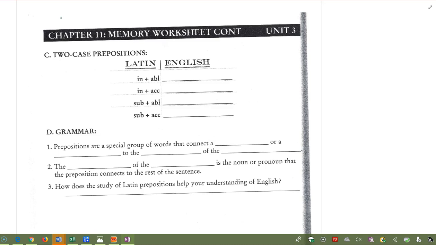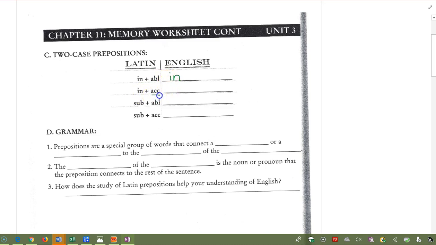I suggest that you work on this page with me, and then you go off and work on page 84, come back and correct it, and then go finish 85 and come back and check it. So here we go. Two case prepositions. In plus ablative. Ablative shows either motion away or no advancing motion. So this is just in. In plus ablative if you're in the room. In plus ablative if you're in the water.